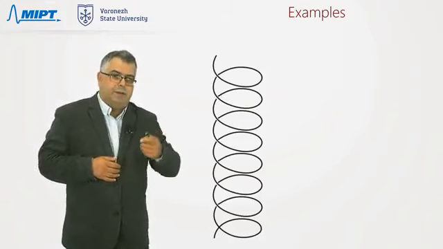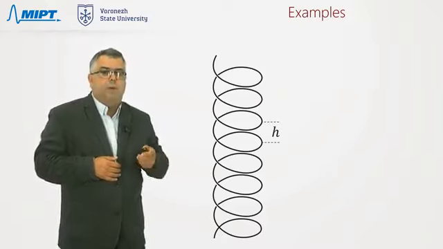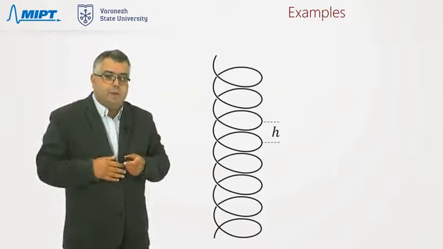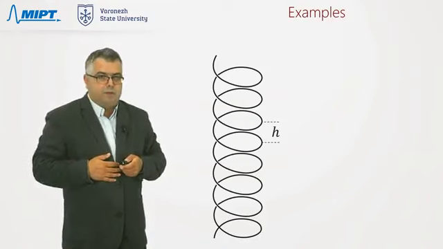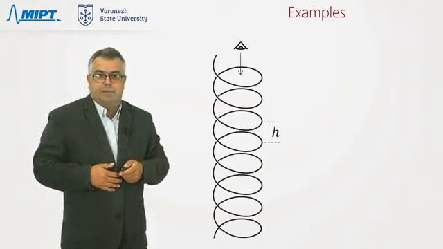So let's consider a more advanced example. We have a spiral here with a constant step h, and now we have a particle which moves along the spiral. How many degrees of freedom do we have for that situation? 3, 2, or 1? The answer is 1.